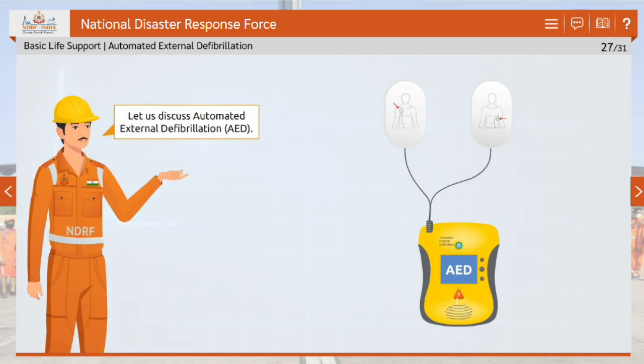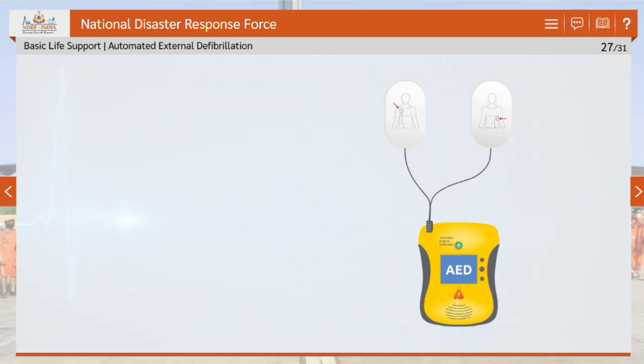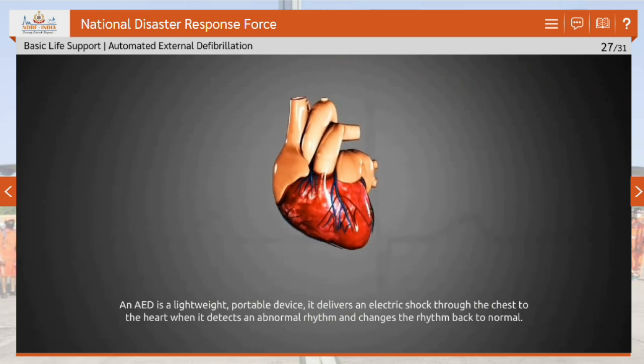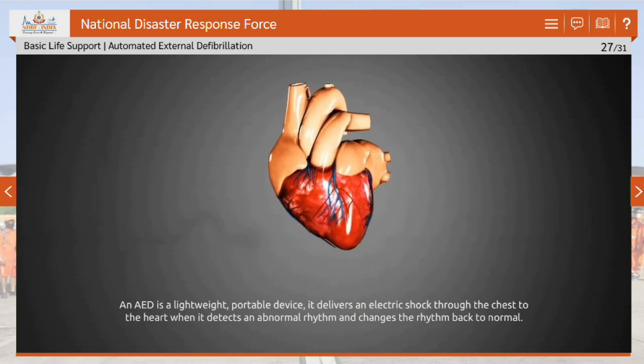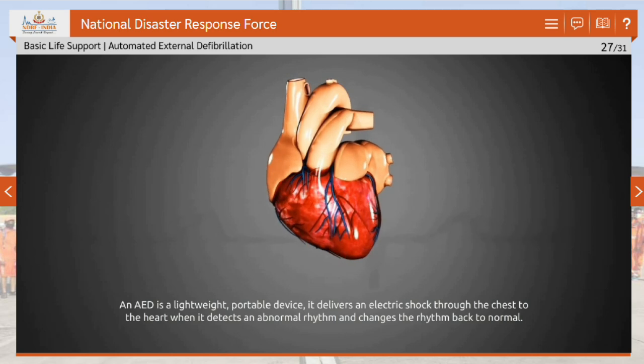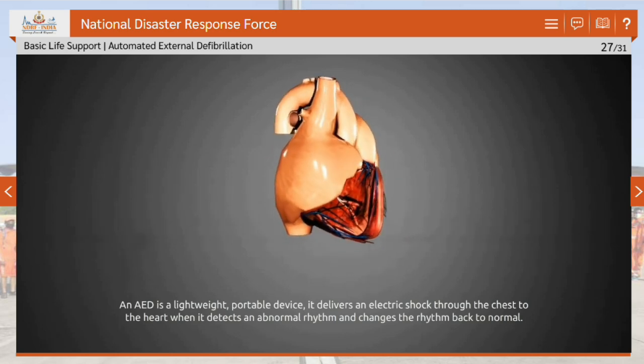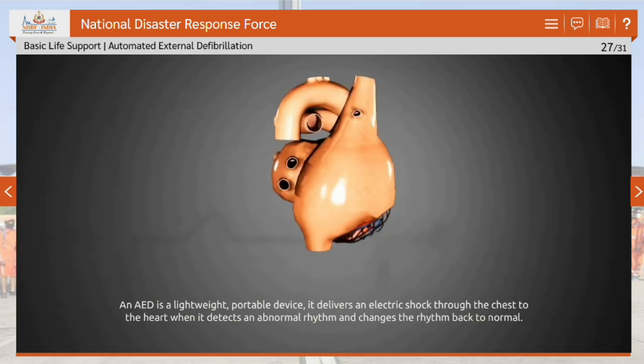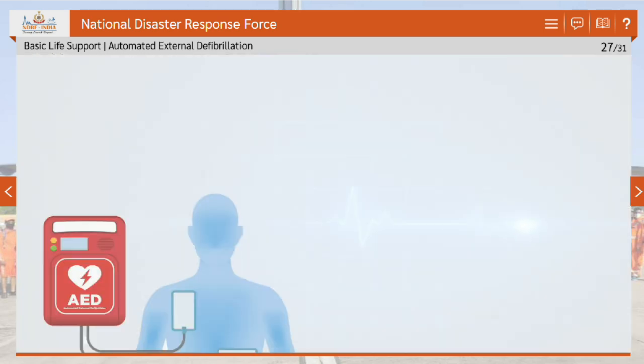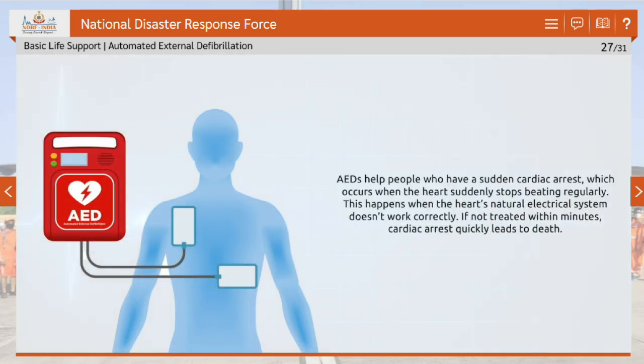Let us discuss automated external defibrillation, or AED. An AED is a lightweight, portable device. It delivers an electric shock through the chest to the heart when it detects an abnormal rhythm and changes the rhythm back to normal. AEDs help people who have a sudden cardiac arrest, which occurs when the heart suddenly stops beating regularly. This happens when the heart's natural electrical system doesn't work correctly.